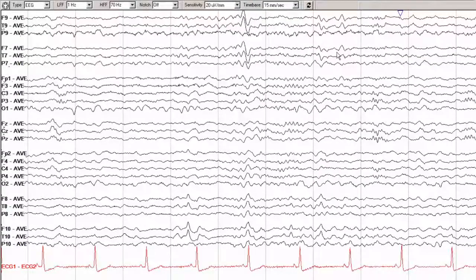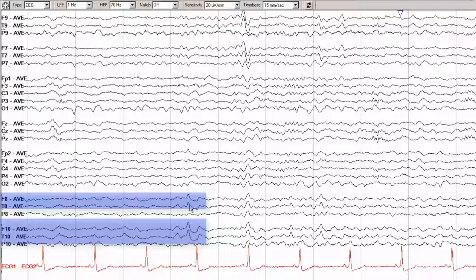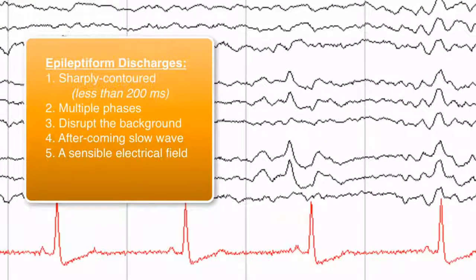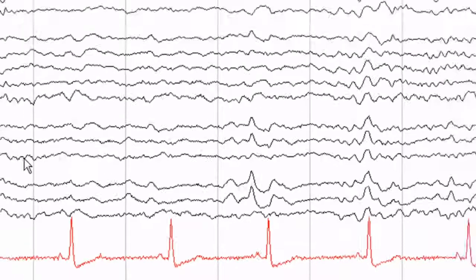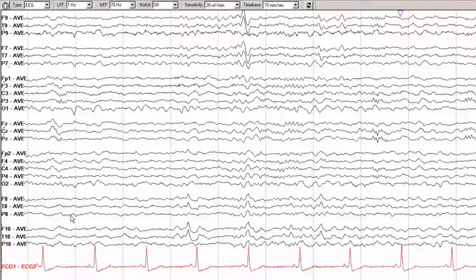When we switch to an average reference montage, our suspicion that this was maximal electronegativity at F7, F9, and T9 is confirmed. When we focus on the entire page, we actually see that we have a similar abnormality on the right side, although it is not quite as high voltage. Here we can see a maximal electronegativity at F10, T10, and to a lesser extent F8 and T8. This is also sharply contoured, also has multiple phases, also interrupts the background, is also associated with an aftercoming slow wave, and also has a field that makes sense. This is a right anterior temporal sharp wave. Therefore, on this single page, we have independent bitemporal anterior temporal sharp waves.